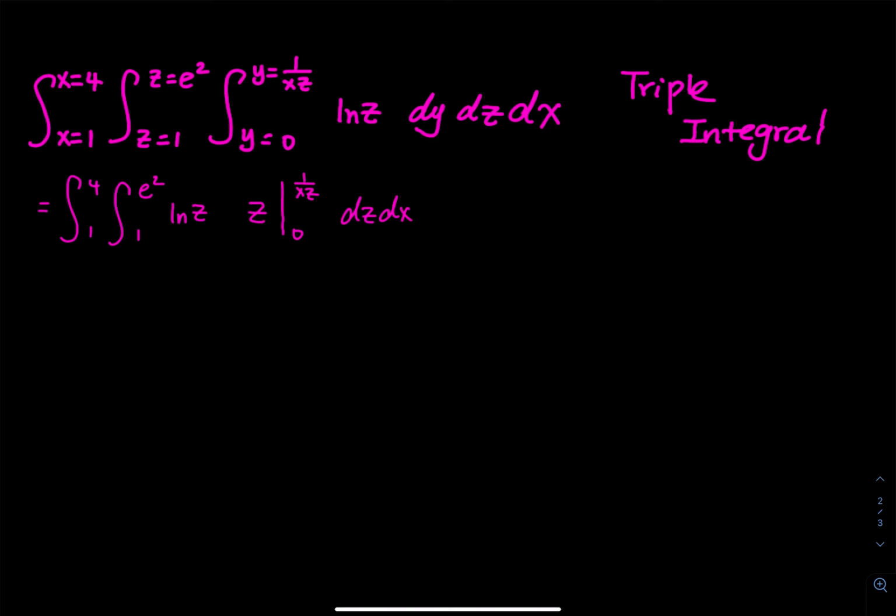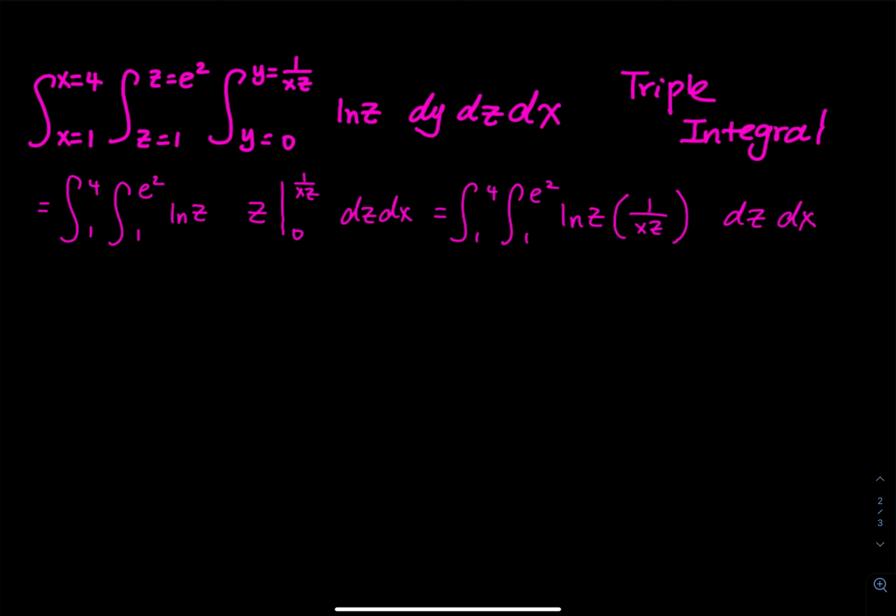Plug in. I like the 0 because it makes the whole thing 0. So you have the integral from 1 to 4, from 1 to e squared, and then plug in 1 over xz. You have ln(z) times 1 over xz, followed by the differential dz dx. What is the next step?